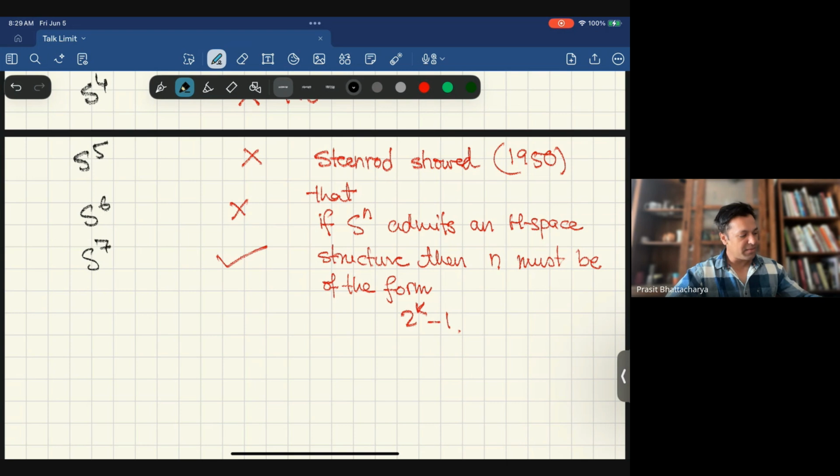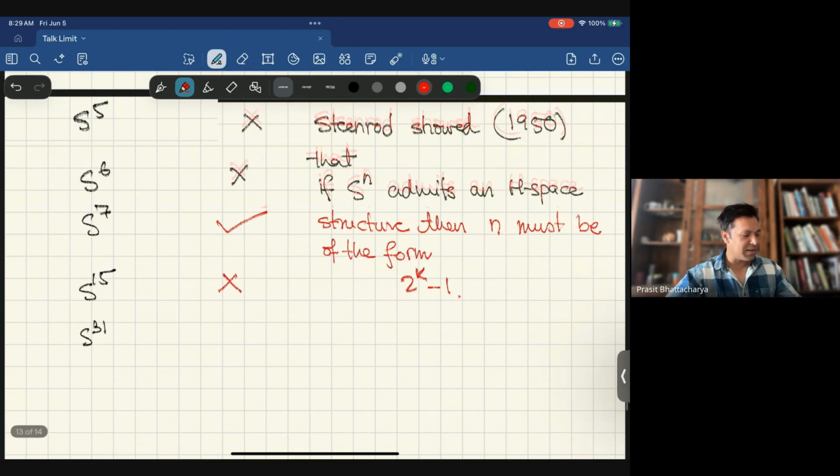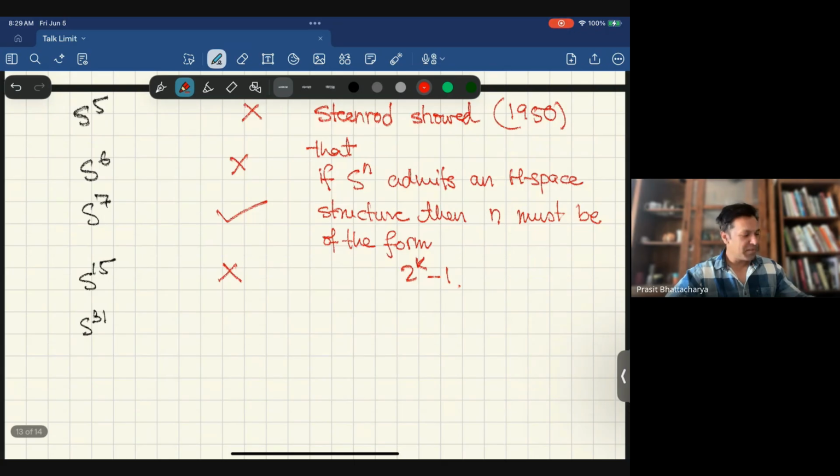What about S15? What about S31? So any guesses for S15? What do you think? Yes or no? Thumbs up or down? Okay, down. Everyone down? No one wants to say up? Maybe you guys already know about the history that I'm about to tell. Okay, so let me tell you what happened next.